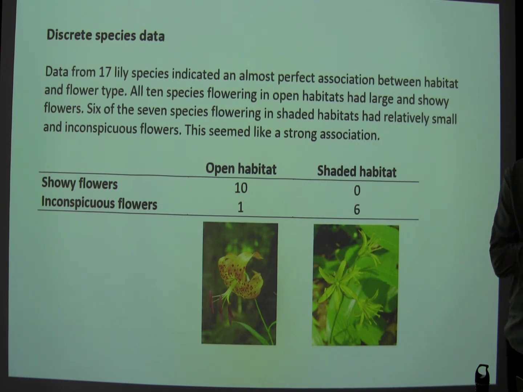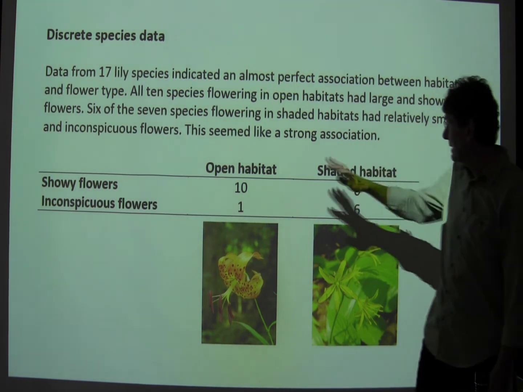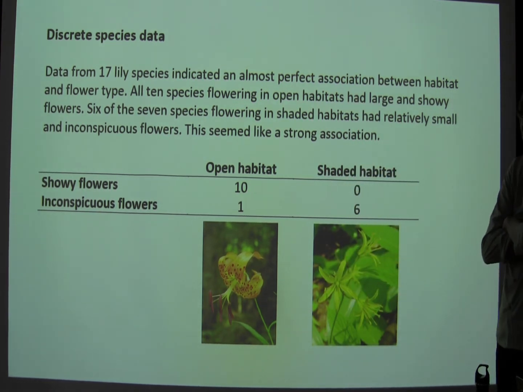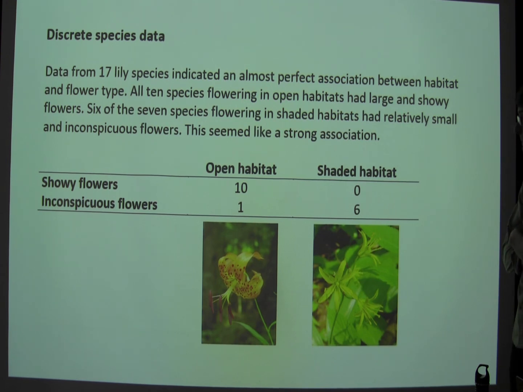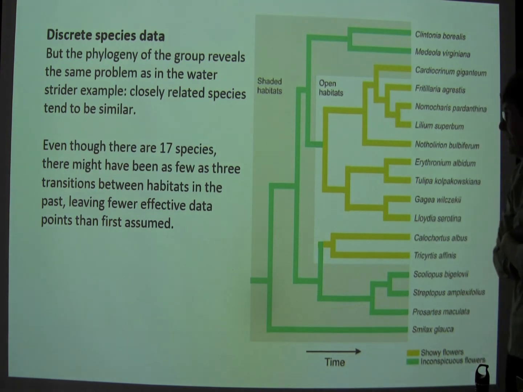So here's data on 17 lily species from this paper, where the flowers were classified as occurring in open or shaded habitat, and whether they had showy or did not have showy flowers. And it's almost a perfect association. But the reason I'm showing this example in the first place is that the number of evolutionary events underlying this association is not necessarily very large.